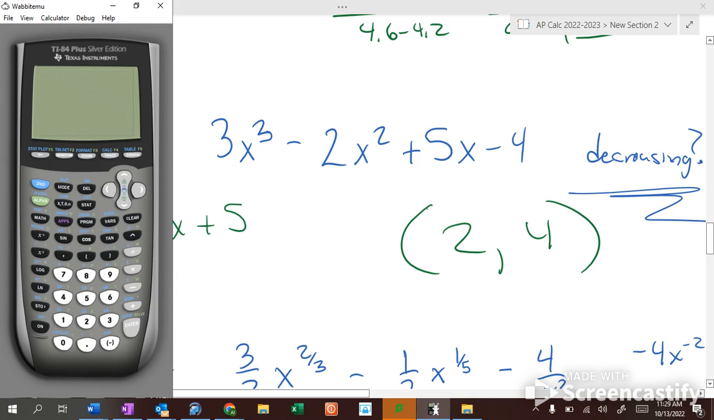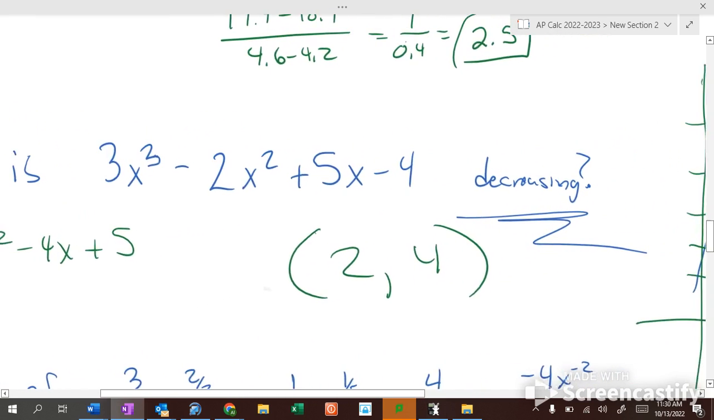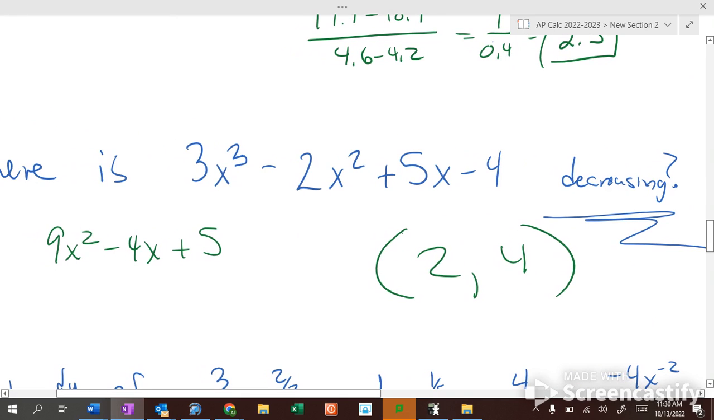Okay. Then you'd graph that on your graphing calculator on y equals, clear out what's there. And you said 9x squared minus 6x plus 5, right? 4x. Why did I say 6x? Graph. I wonder if I did something wrong here.